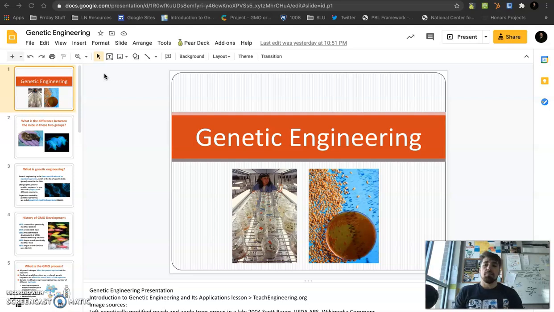So the next step that we're going to jump into is this idea of genetic engineering, what that means, the significance of it, and what possibilities it has in our future as a society.